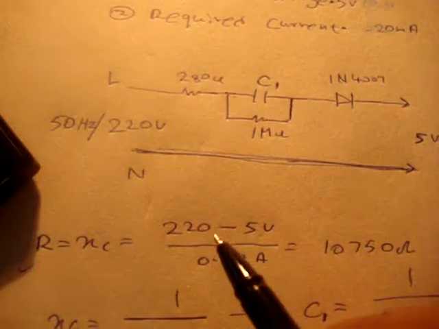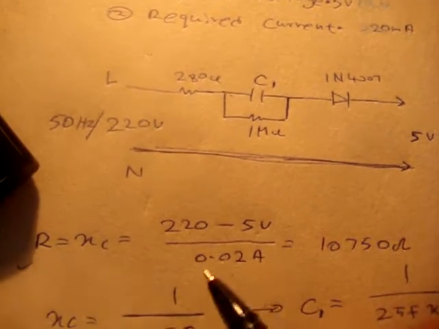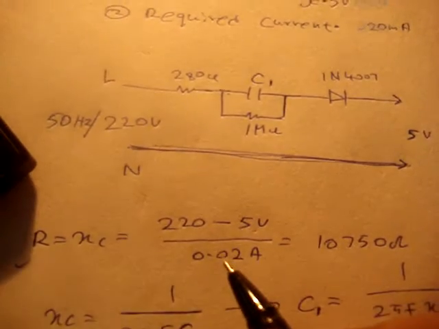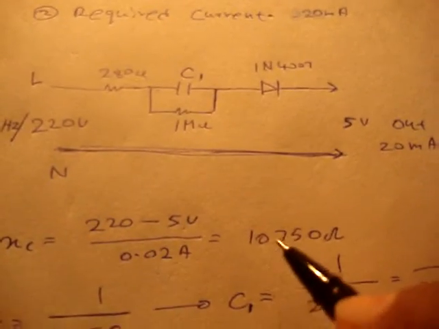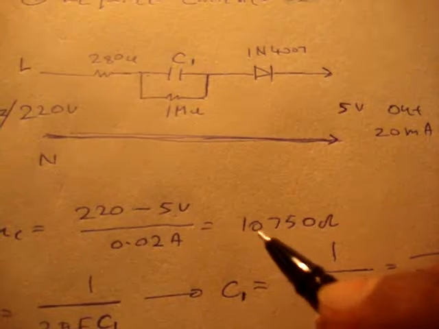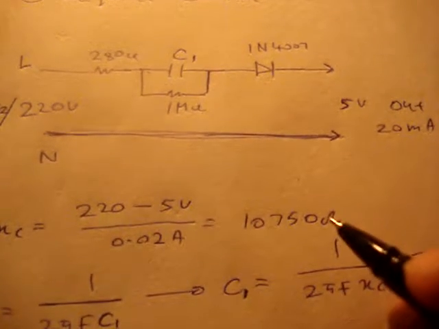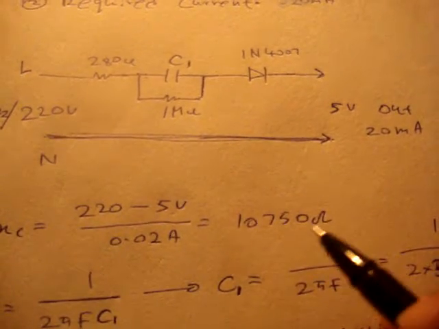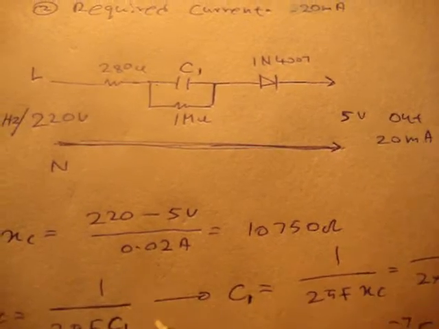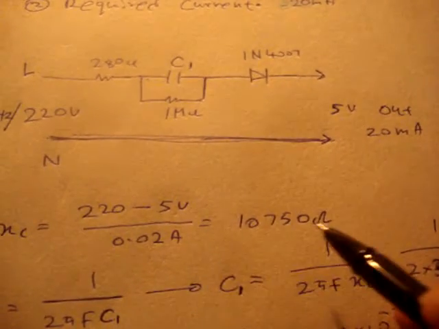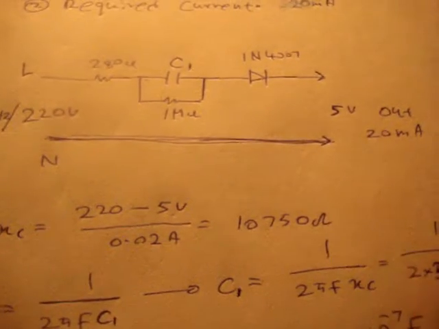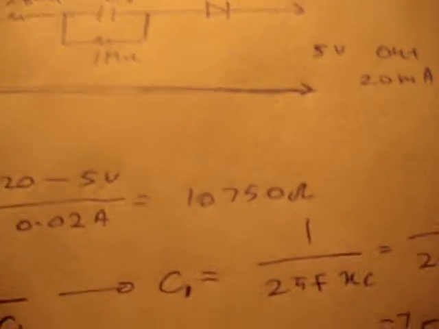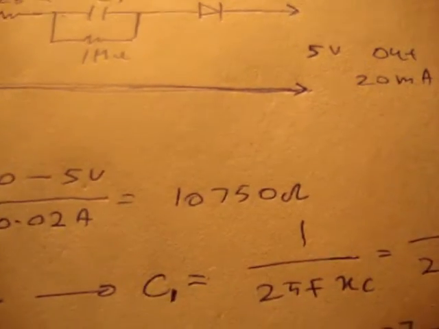First, 225 volts subtracted from 220 volts and divided by 0.02 ampere. After this calculation we get 10,750 ohms. This is the value of XC. XC means capacitive reactance.